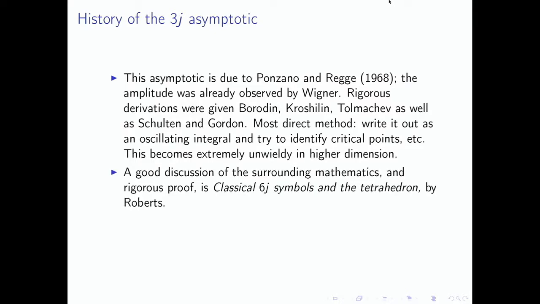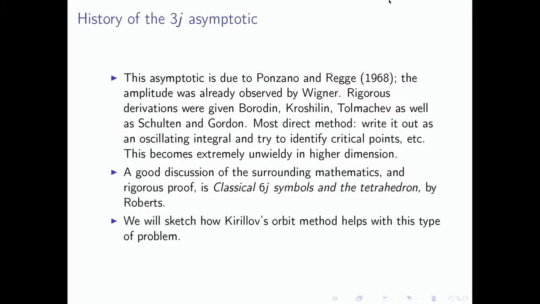There's a very nice paper, it's not about exactly the same problem, called Classical 6J Symbols and the Tetrahedron. The thing I wrote down, that integral of 3 spherical harmonics, is called the 3J symbol. Anyway, this paper is from the late 90s, I think. It's written for mathematicians, and it gives you a very clear picture of the story. So what I want to do, I'm going to sketch how this orbit method of Kirillov can help you with this type of asymptotic problem.